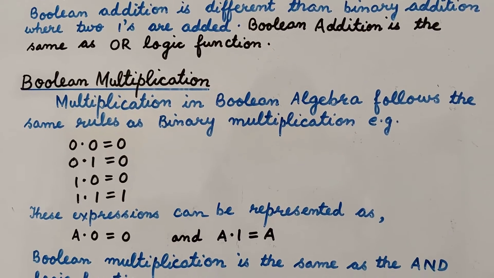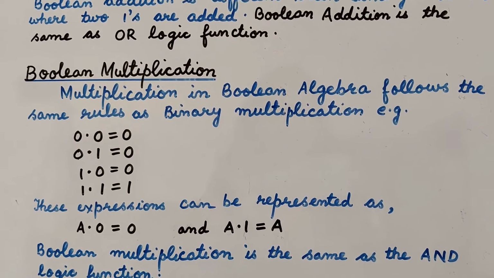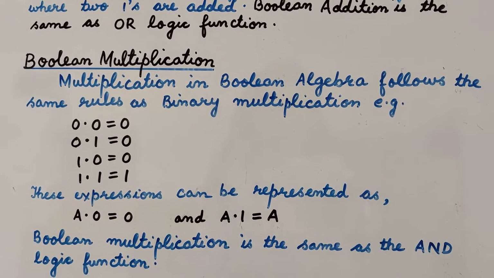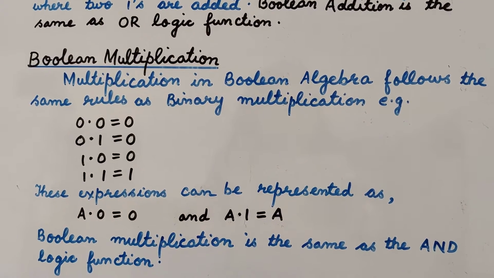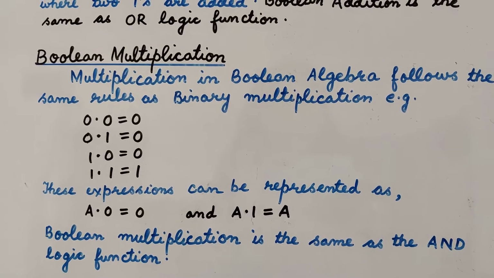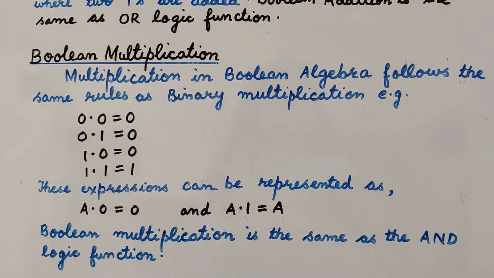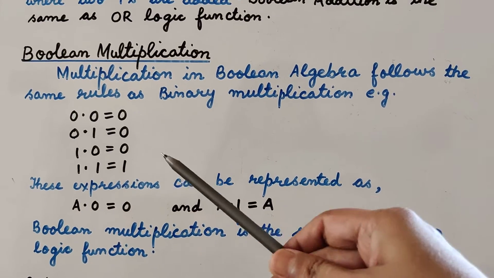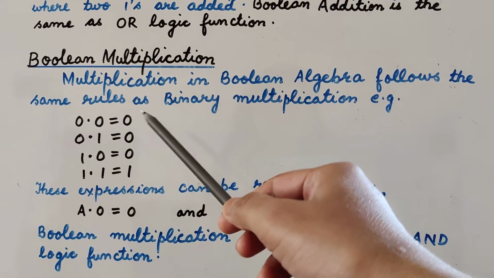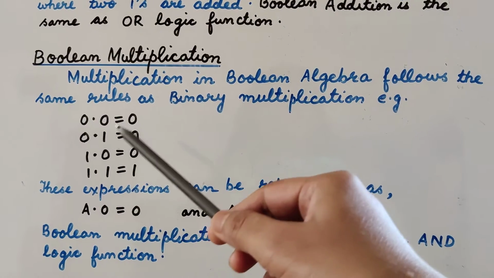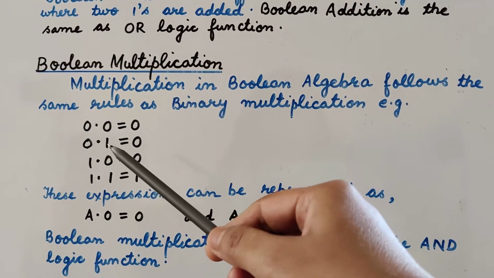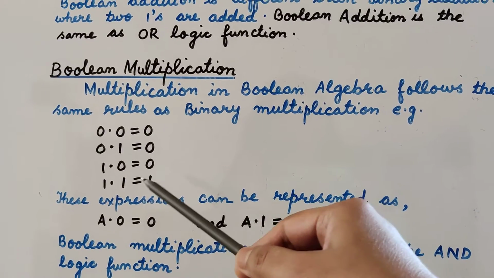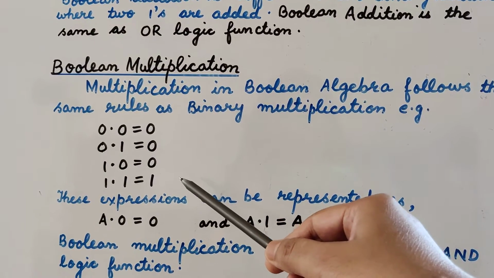Next is the Boolean multiplication. Multiplication in Boolean algebra follows the same rules as binary multiplication. So we can say that Boolean multiplication is the same as binary multiplication. If we multiply 0 with 0, then the answer will be 0. That is, 0 dot 0 will give 0. 0 multiplied with 1 will be 0. 1 multiplied with 0 will be 0. And 1 multiplied with 1 will give 1.